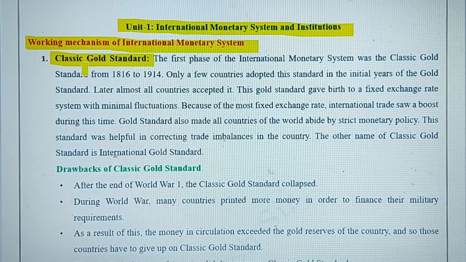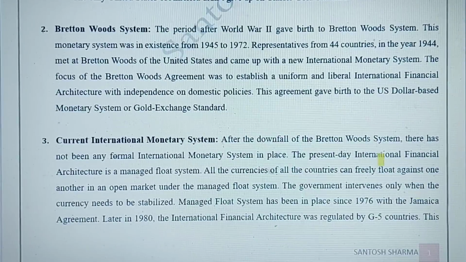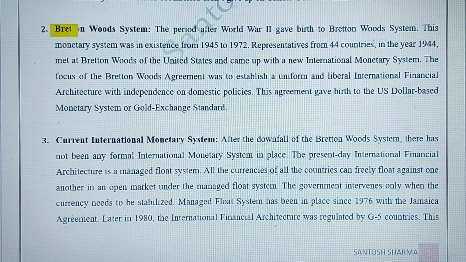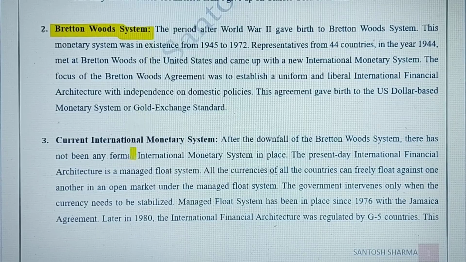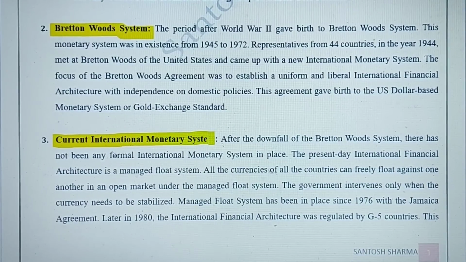The oldest one first is the classical gold standard method, which was prevalent from 1816 to 1914. A few drawbacks were there, due to which it was replaced by the Bretton Woods system, and again the Bretton Woods system changed to the current international monetary system, which is basically based on floating rates.